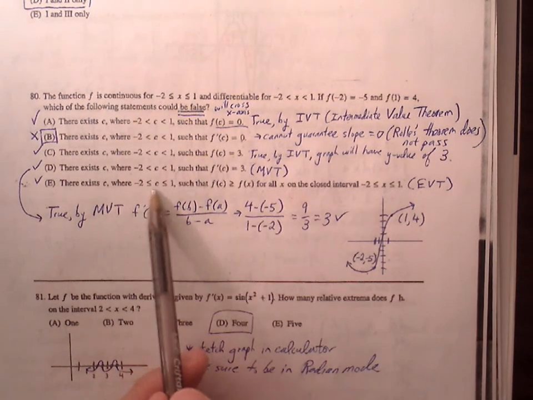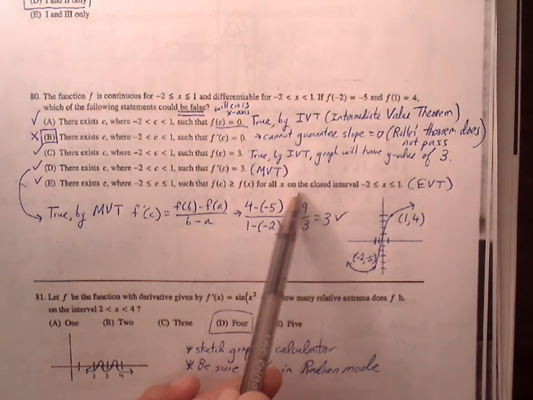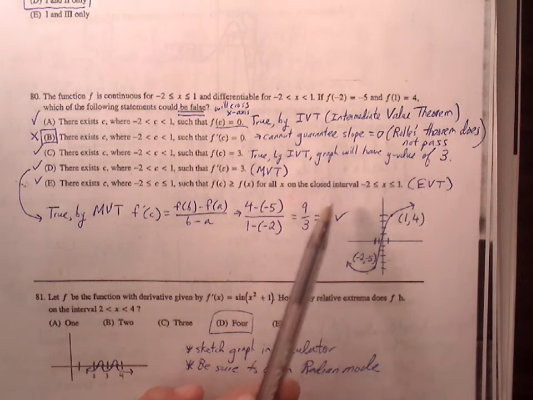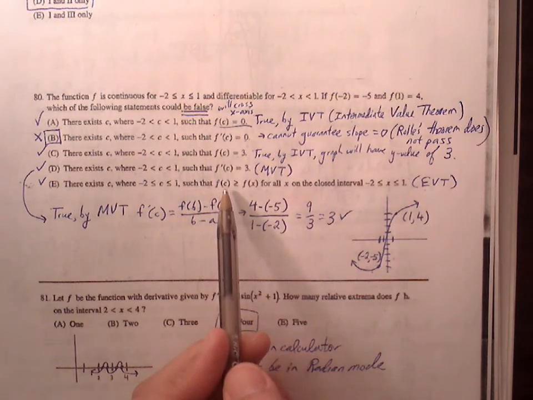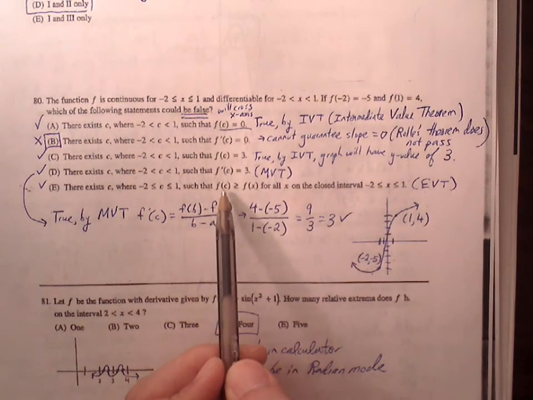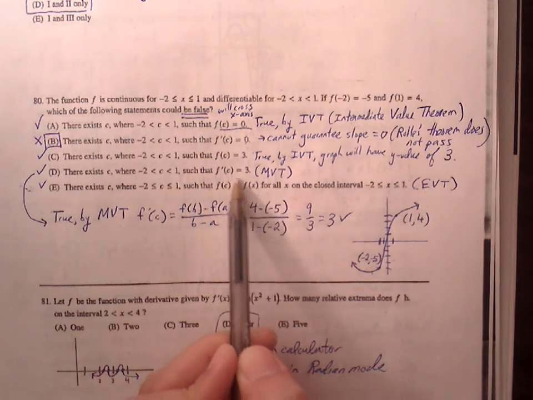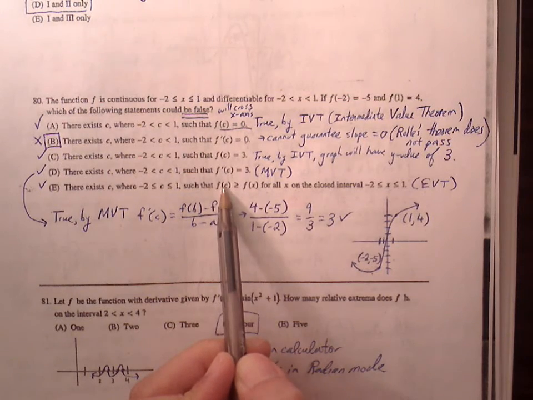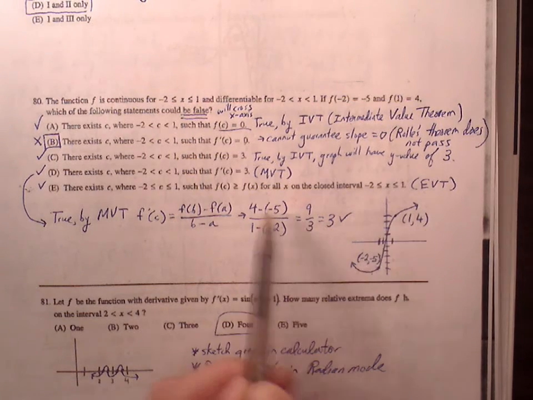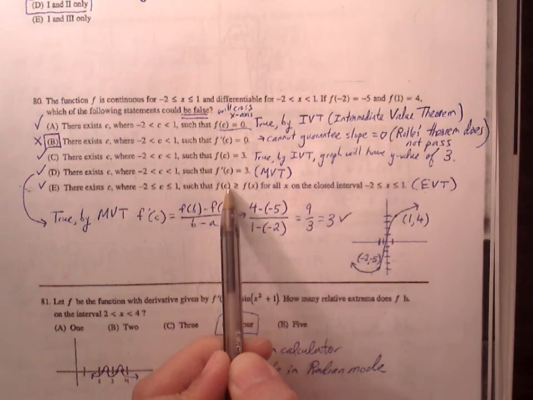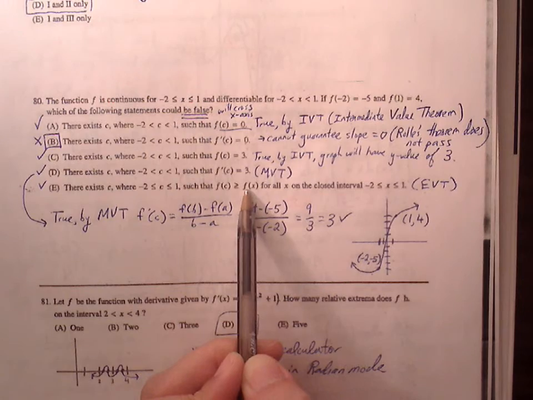Okay. There exists a c between negative 2 and 1 such that f of c is greater than or equal to f of x for all x on the closed interval. So this is kind of an extreme value theorem, where no matter what point I choose on f of x, I can always find a point that is greater or the same as that point. So if I choose f of 1 is equal to 4, I can say f of 1 is greater than or equal to 4 as well. So any point has to be greater than or equal to any point on this f of x.